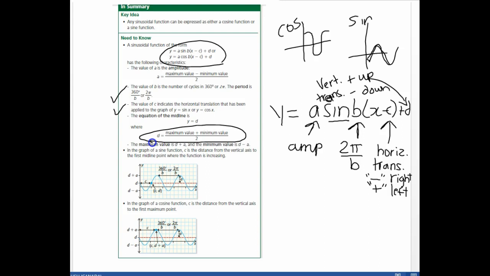This is what the graphs look like, right? And this could be them shifting. This is the midline. Okay, so we'll do an example.